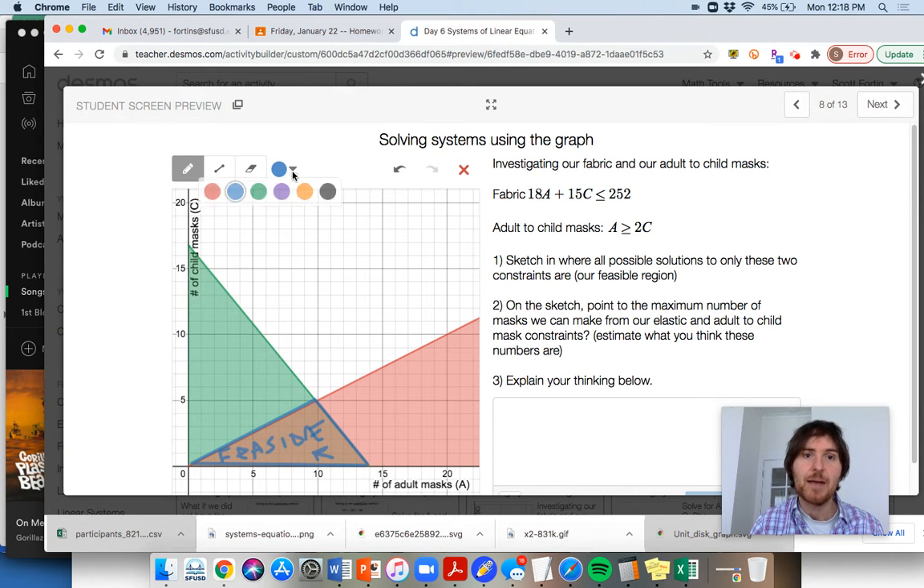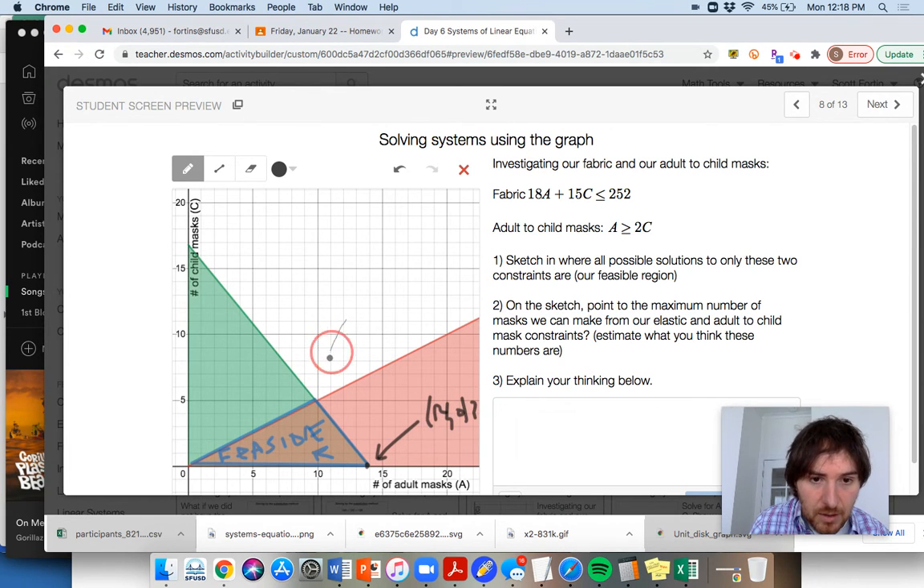Okay, so I got some options here. I'm going to go to my corners of the feasible region. Okay, so I'm going to go potentially here. This is 14, 0. Okay, and then here, does that go through 10.5? It might go through 10.5. I might put a question mark here. Does this go through 10.5?